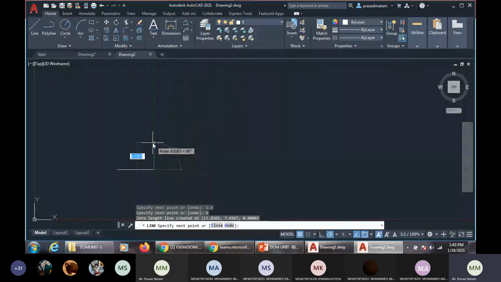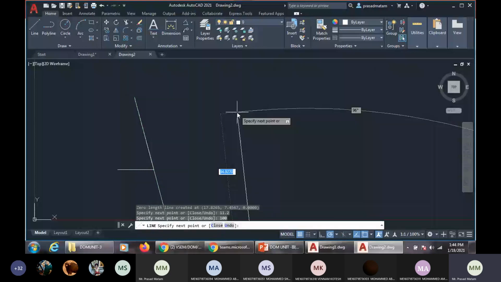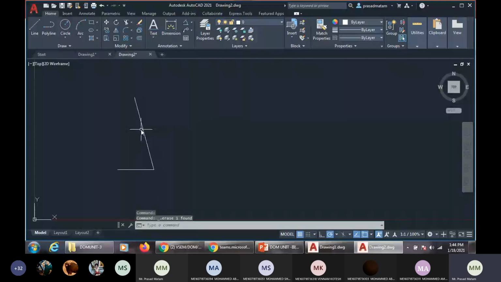A length up to 11.2 centimeters. I'm locating 11.2 centimeters. Next, what angle I need to draw? 100 degrees. You can see this. Got it. Just wait, again, let me delete this. Okay, these two lines I am having.